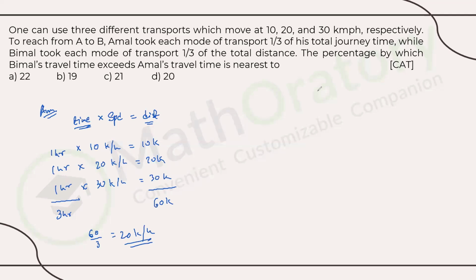I mean, the average speed rather. Right. Fair enough? Correct. Okay, so let's do this for Bimal. Now, here's a small difference here.